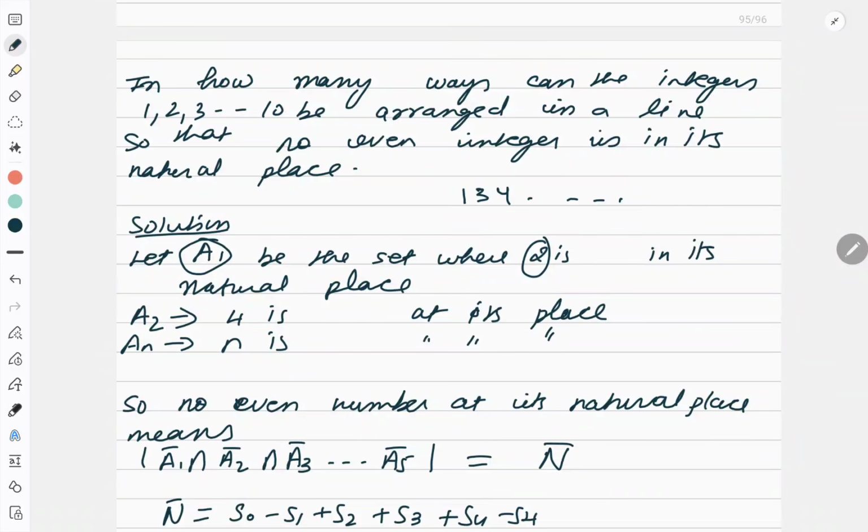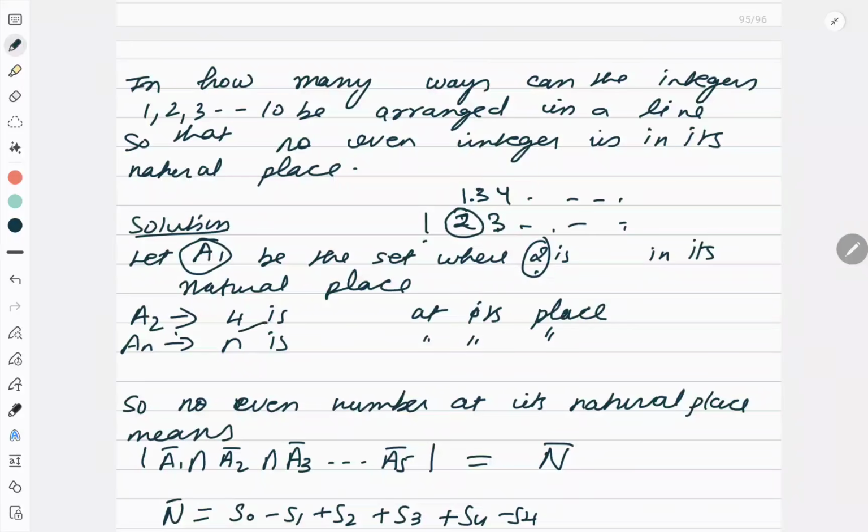9 factorial ways. Same way for 4, it will also be 9 factorial ways. For 5 also it can be 9 factorial ways. Understand one thing: my target is to find out that 2 should not come at its natural place. So what I am doing, I am fixing 2 at its natural place. Now what are the other permutations? For the remaining 9 numbers I have permutations. So A1 is the category when 2 is at its natural place.